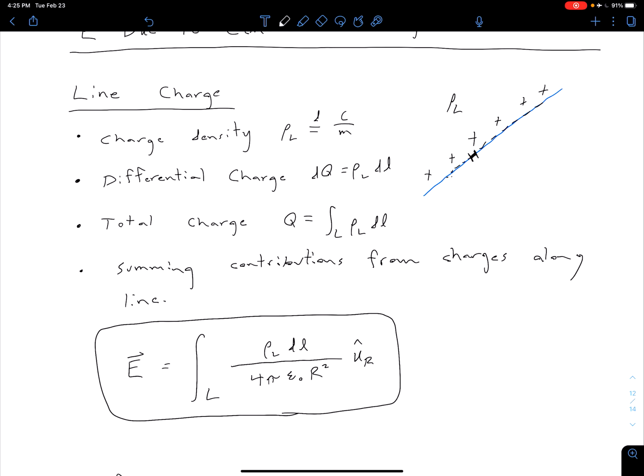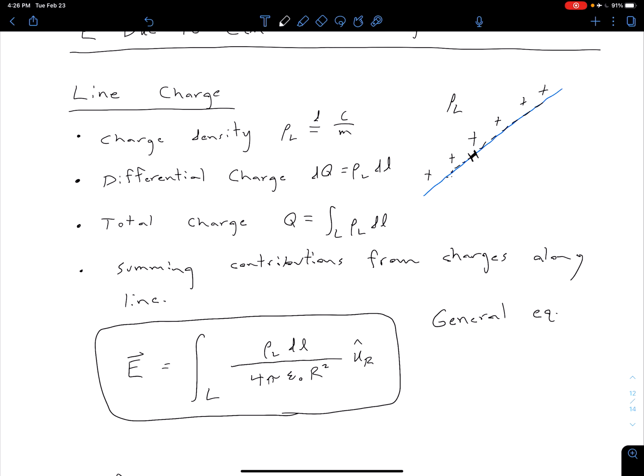This is just a general equation, so it's important to note that depending on the specific problem we're working with, we're going to have to figure out what this r is, what our unit vector in the r direction is, as well as what our dL is. Keep in mind, again, this is just a general equation. We're going to have to adjust it a little bit to have it work in a specific circumstance. We'll look at some examples of different distributions in later videos.